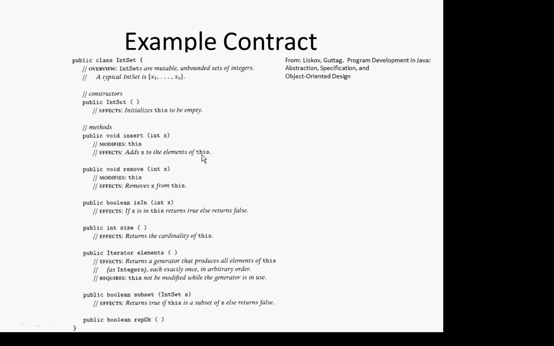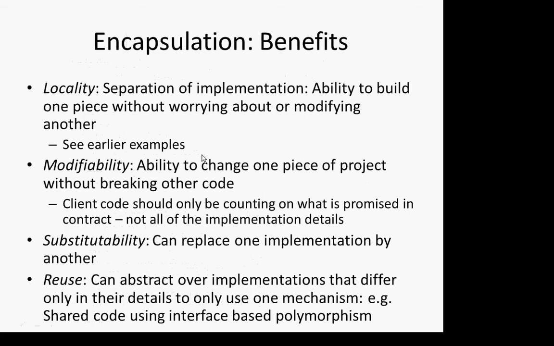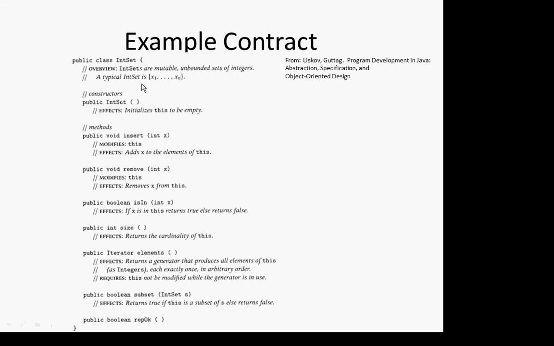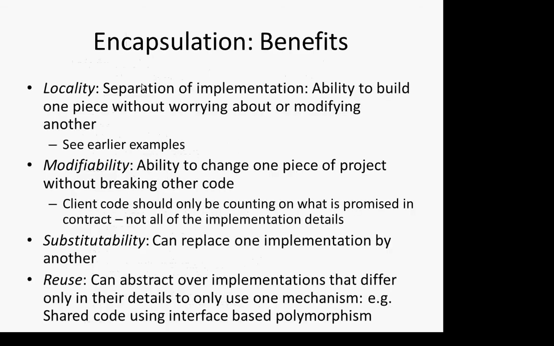Okay, so, ladies and gentlemen, we try to encapsulate things. We try to separate out the interface, what is promised, from the implementation, how it actually is accomplished. Why do we do this? Well, the separation of the implementation leads to locality. We can build one piece of the system without worrying about modifying another. Modifiability: we can change one piece without breaking other code. We can change our internal implementation. We can change what data structures we use without worrying that suddenly all sorts of people's code is going to break.